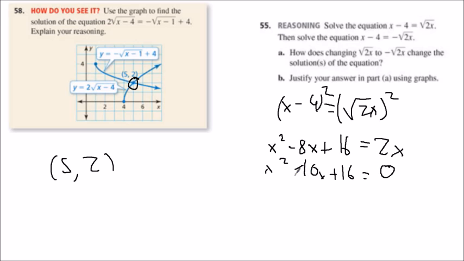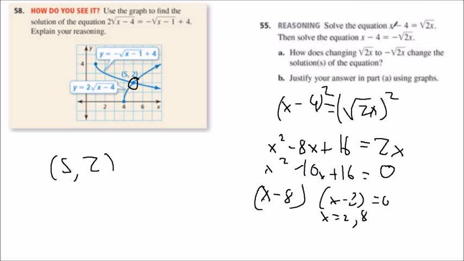And then let me see if I can actually factor. I don't think I can actually. Oh, I know I can. I can factor this. So x minus 8 times x minus 2 is equal to 0, and then x is equal to 2 or 8. And that's our first equation. We can plug that in.